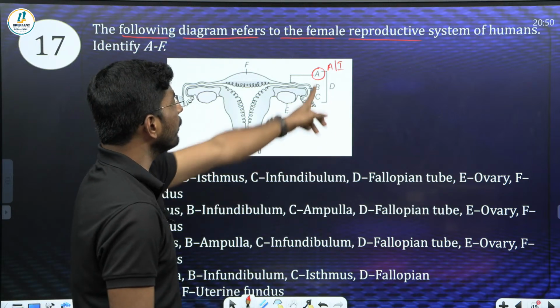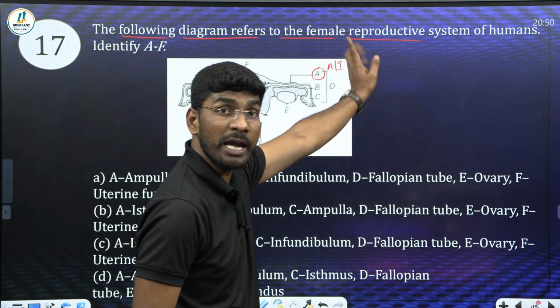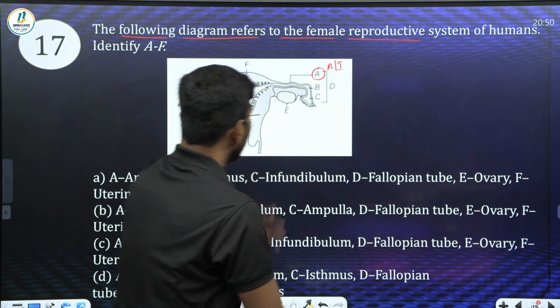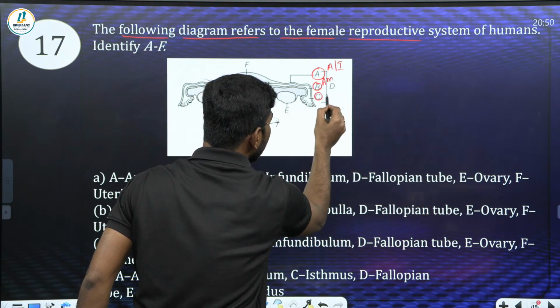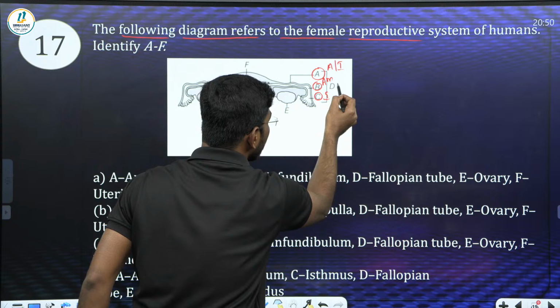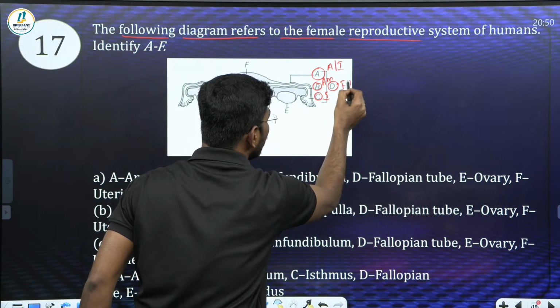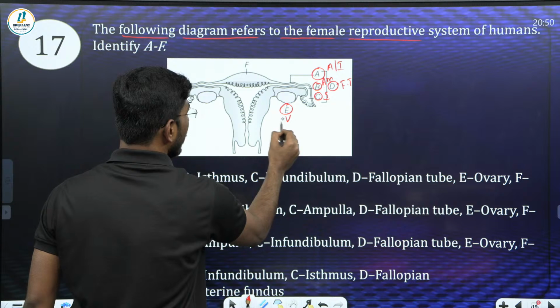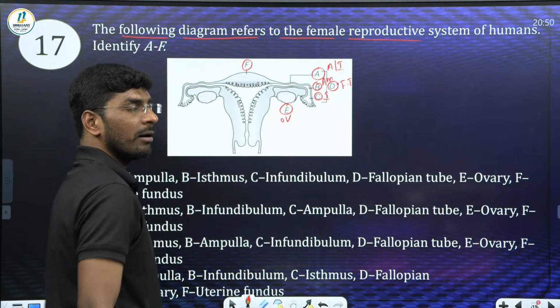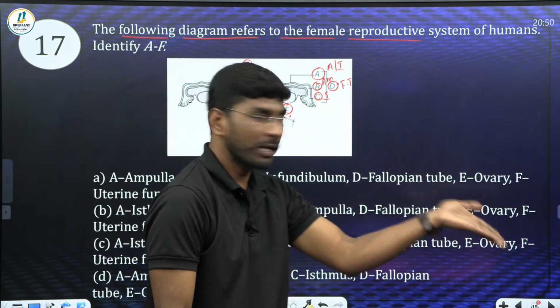Try. So, A, can you please tell me, is A ampulla or isthmus? A is the isthmus, right? A is isthmus. B is what? Ampulla. B is ampulla. C is infundibulum. All these 3 together are called D, fallopian tube. So the answer we got is ovary, and F is mons pubis. That is fundus. We can do fundus, right?